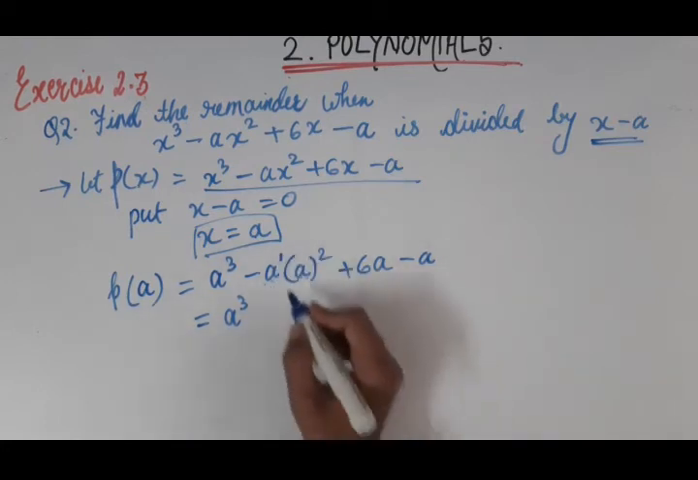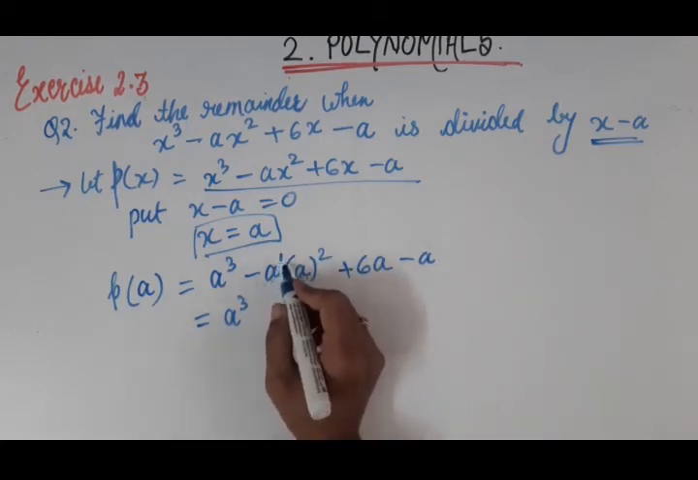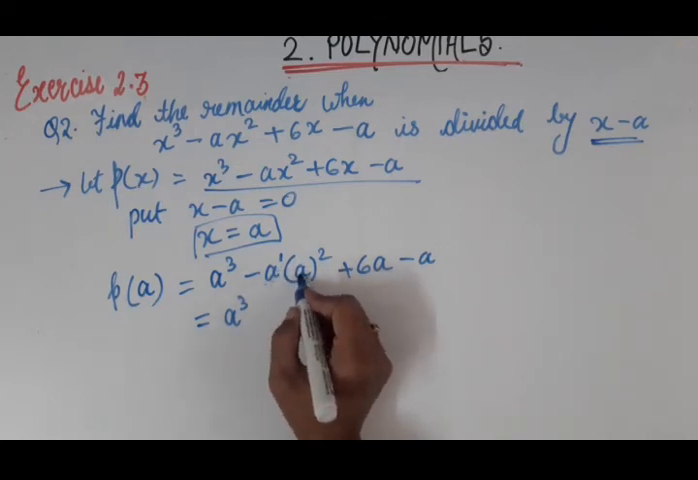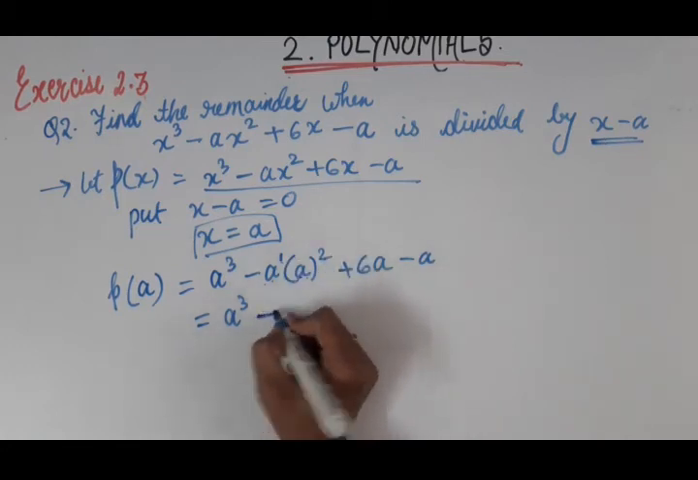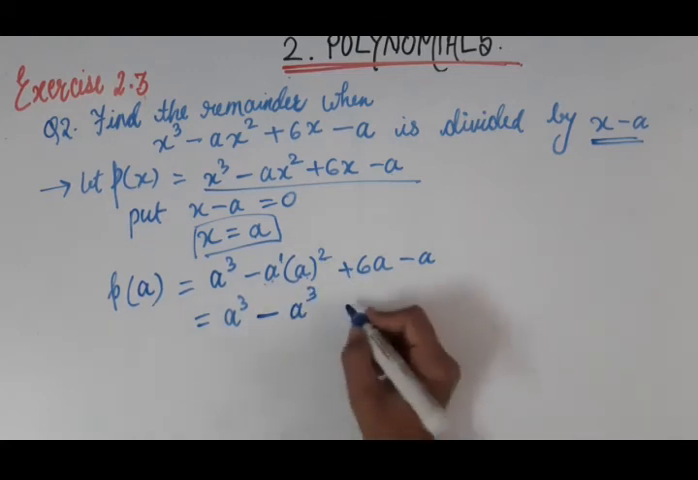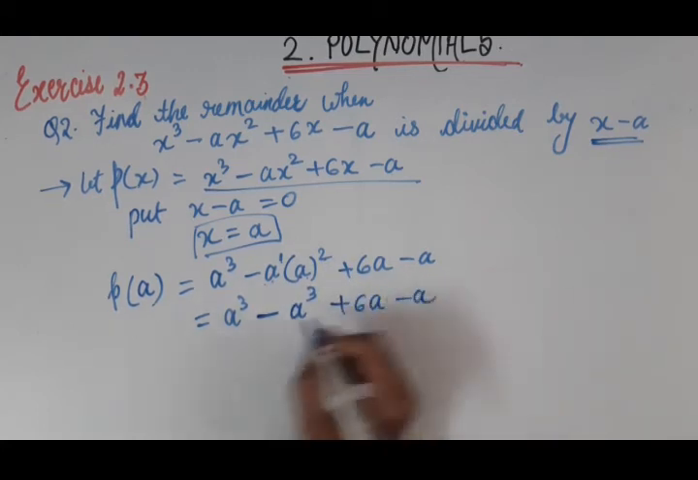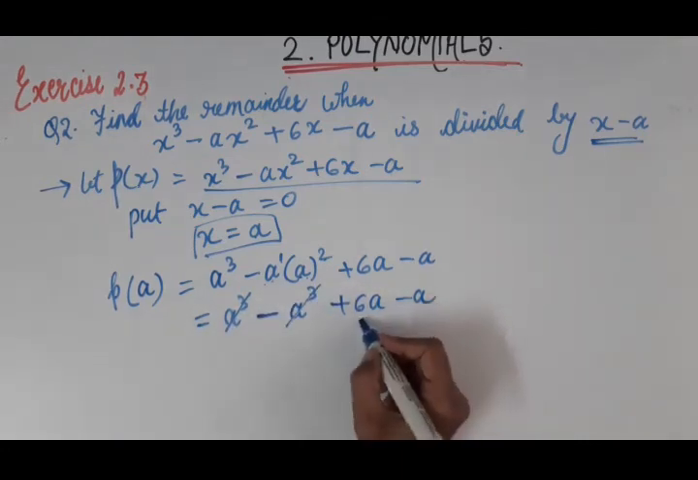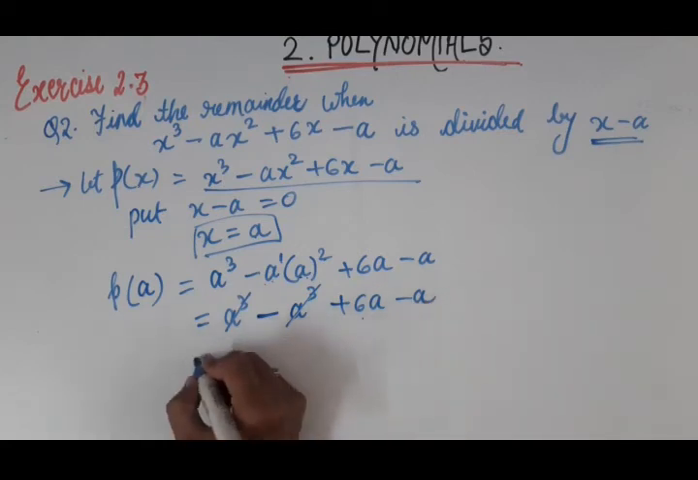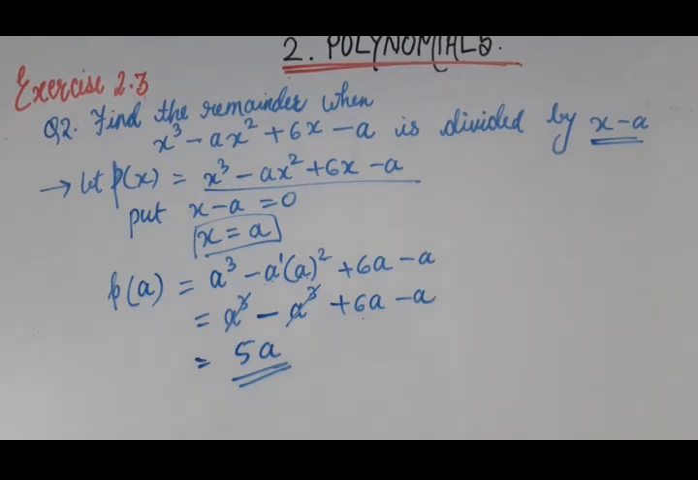The powers are different. The bases are multiplied. So laws of indices we have seen in the previous chapter. So when the bases are same and in multiplication, we have to add the powers. So 1 plus 2 is 3. So minus a cube plus 6a minus a plus a cube. Minus a cube and plus a cube cancel, and 6a minus a, 6 apples minus 1 apple, you will get 5 apples, that is 5a. So the remainder is 5a. Okay, so only the remainder was asked, and the remainder is 5a.